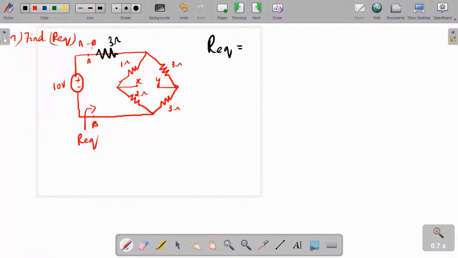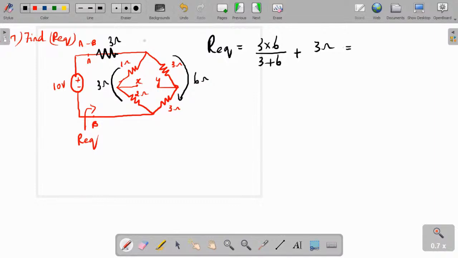They have asked across the AB terminals. So how will these two be? 3 ohm and 3 ohm will be in series, so there will be a 6 ohm here. Here 1 and 2 ohm will be in series, so it is 3 ohms. These two will be in parallel. So what about R equivalent? It is 3 into 6, because these two are in parallel connection, and the resultant is in series with this 3 ohm resistor.